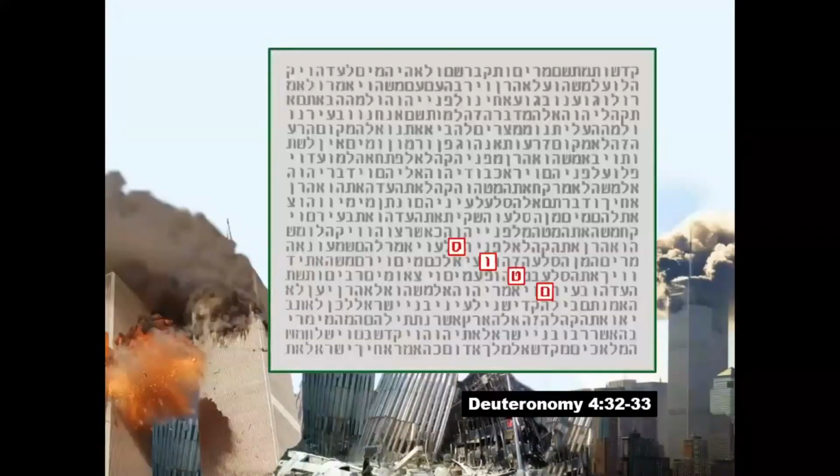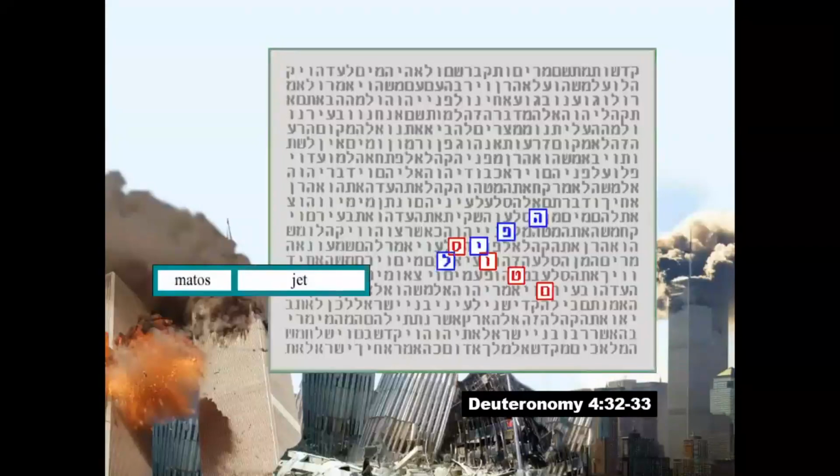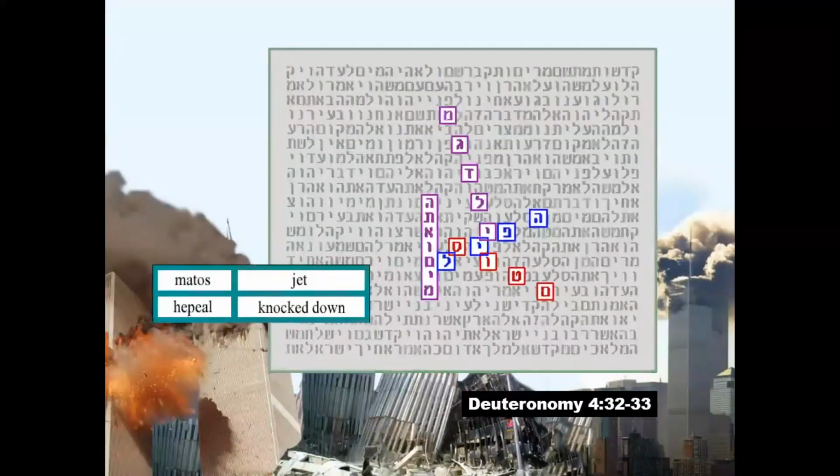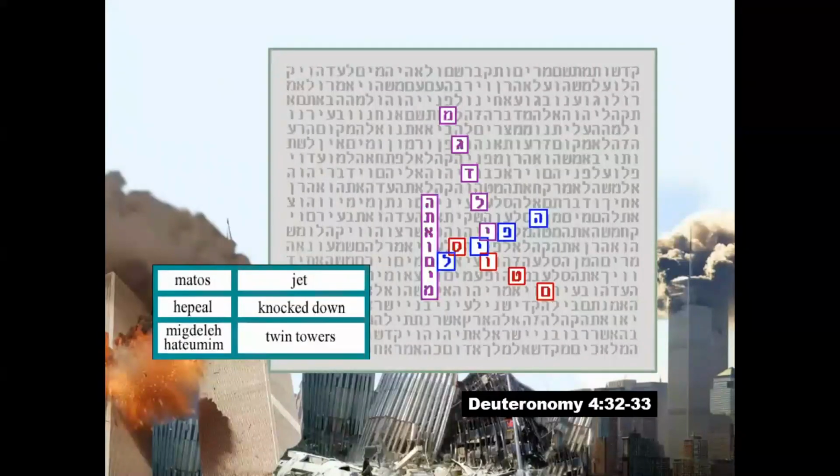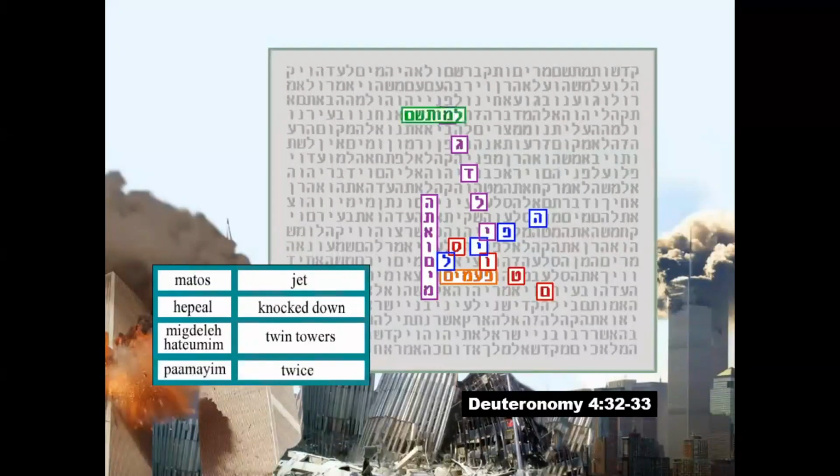Here's another look. The Hebrew word for jet is matos. Hipil, they knocked down. Migdalei hato'amim, the towers that are twin. Not once, pa'amayim, twice. And as a result, lamud sham. Many people died there. Ladies and gentlemen, we have many, many codes.